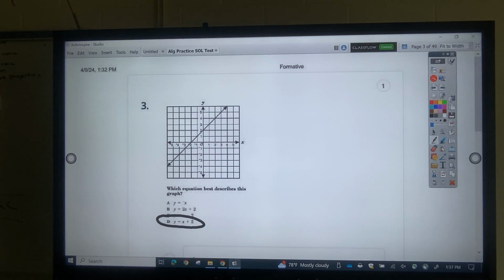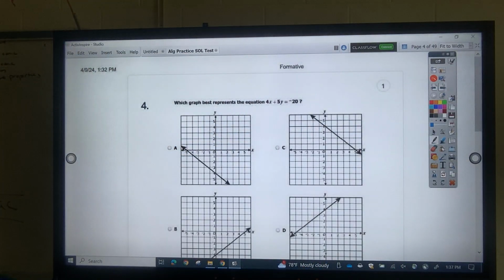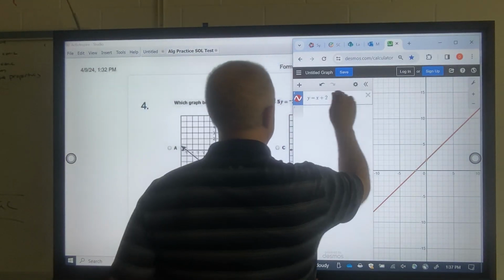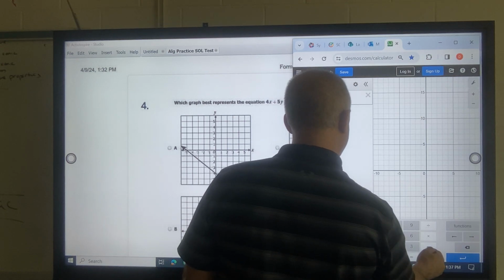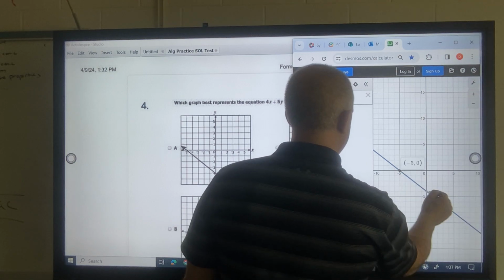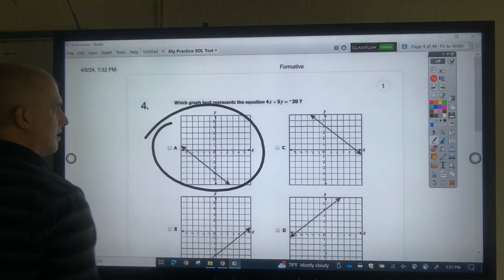All right, question 4 is next. This is another graph match question. Match this to these graphs. 4x plus 5y equals -20. Okay, this touches at -5. Touches at -4, so -5, -4. All right, that would be my answer.